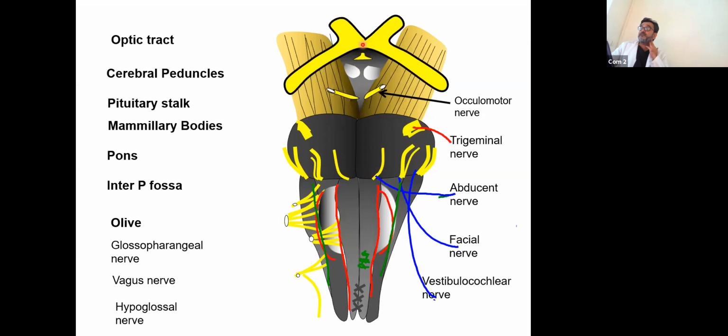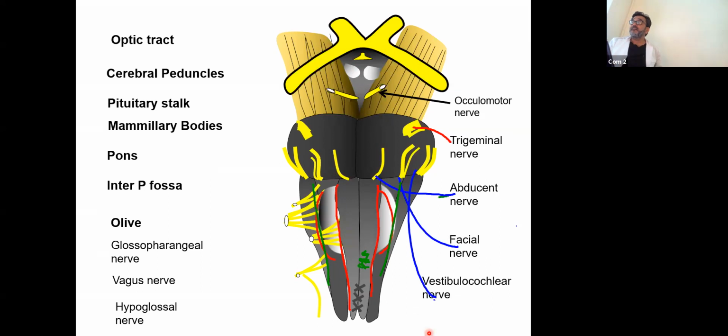This is the optic chiasma, and these are the optic tracts which are curling around the cerebral peduncles to go back. So they are not connected with the cerebral peduncles, but the optic tracts are curling around on the side of the cerebral peduncles to go back to the lateral geniculate body.